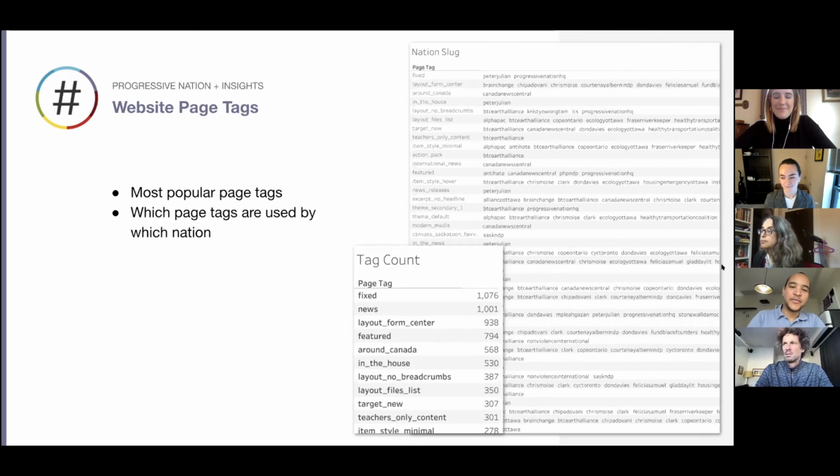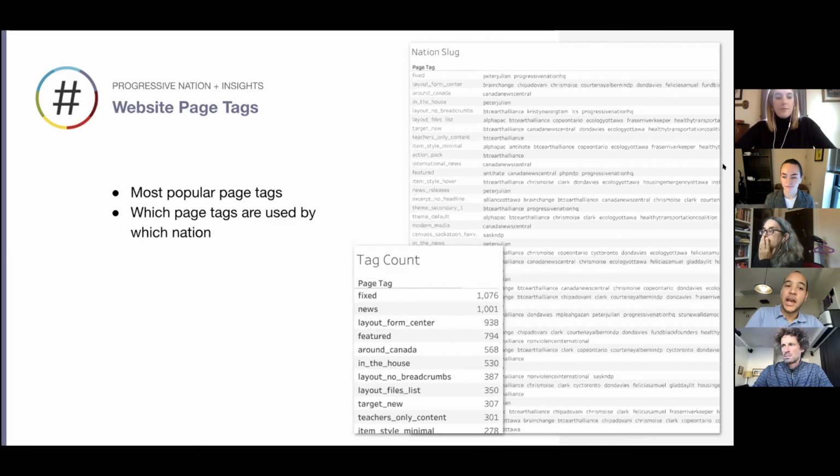So thanks to Stephen at NationBuilder, this report is now available as page tags. It's not a standard report, but the data is there, and it's because we needed it, and we were like, hey, the data is available in NationBuilder. And this could even hypothetically drill down to page. So you could also see what pages on a specific nation this tag is on.